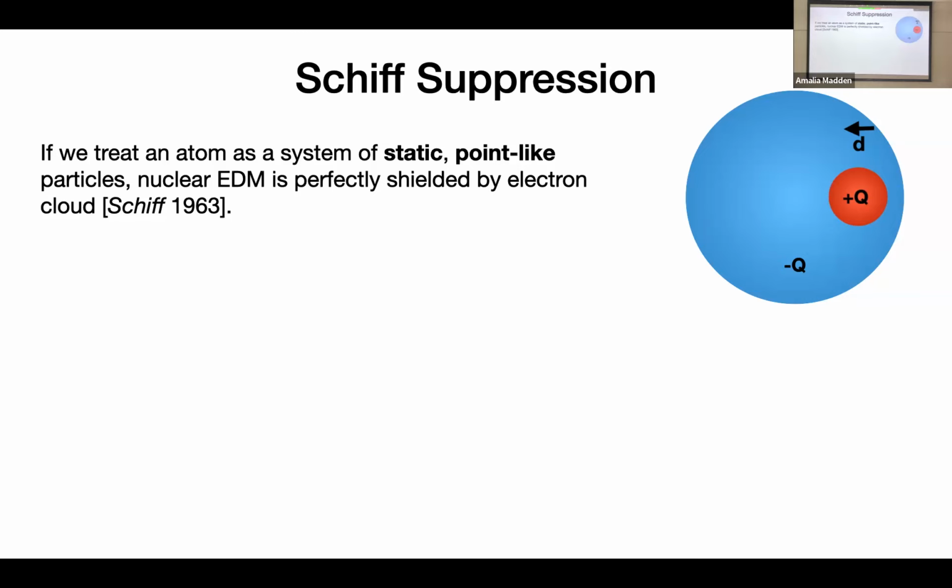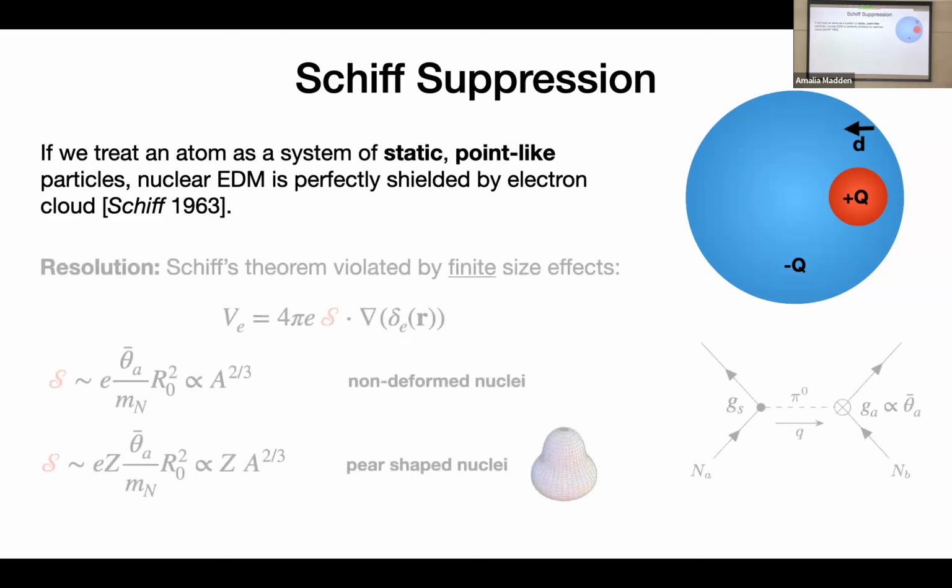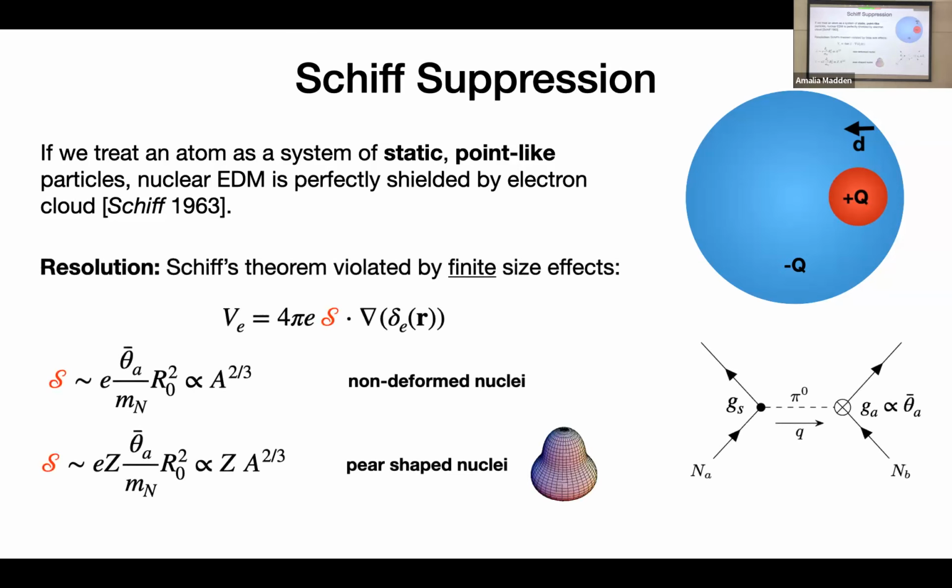So how do we get around that? The way we get around that can vary depending on your system. The way we get around this is finite size effects. Now the potential that your electrons feel from the dipole moment of the nucleus is no longer caused by the dipole moment of the nucleus, but actually a higher order effect known as the Schiff moment. And this here is going to act on the electron wave function.